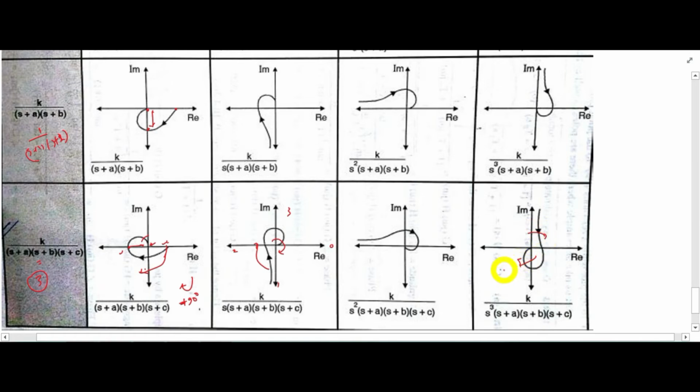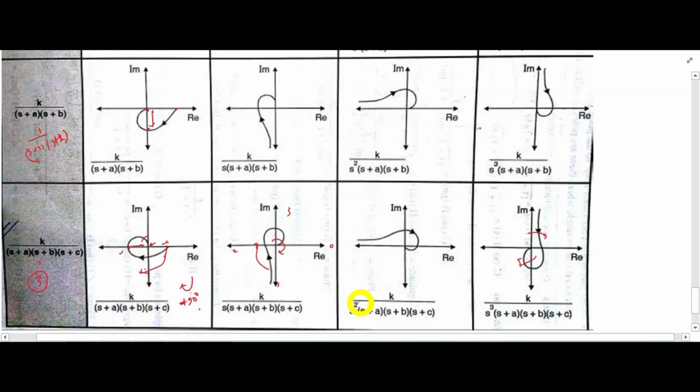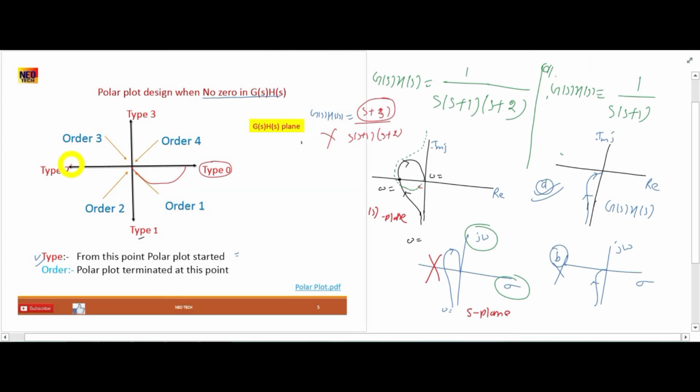See. What is this plot? What is the order of the system? The order of the system is 2. If the order of the system is 2, what is the type of the system? If the type of the system is 2, then our plot starts from here or here. Maybe the plot starts from here. I will discuss this in a coming lecture, but assume that our plot starts from this point. Clear? And our plot always starts from this point here, since there is no zero here.